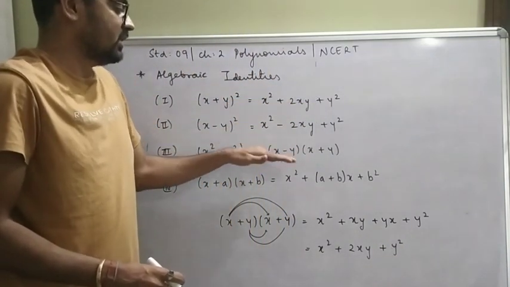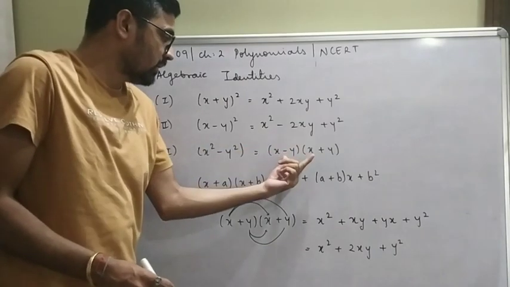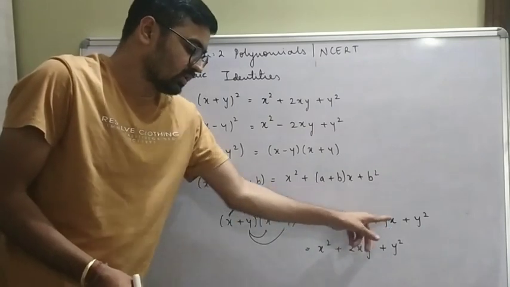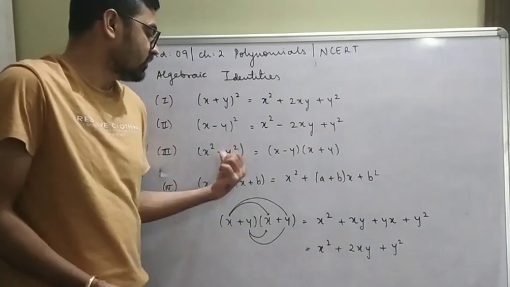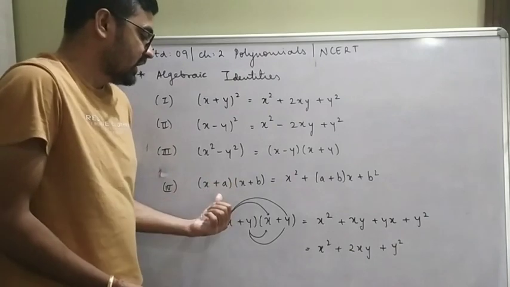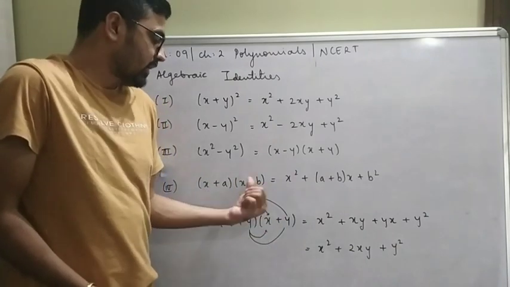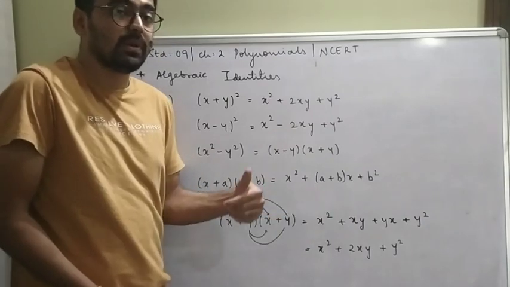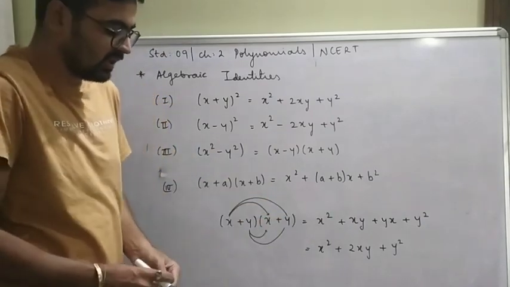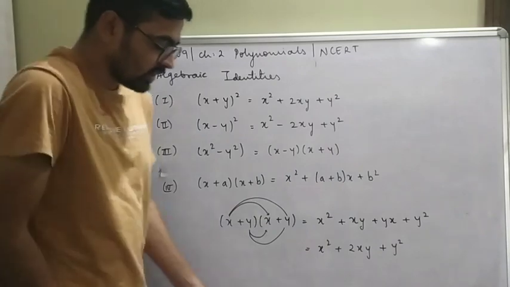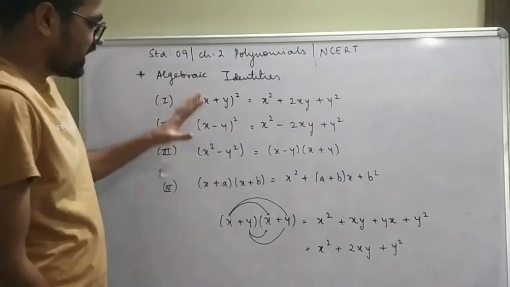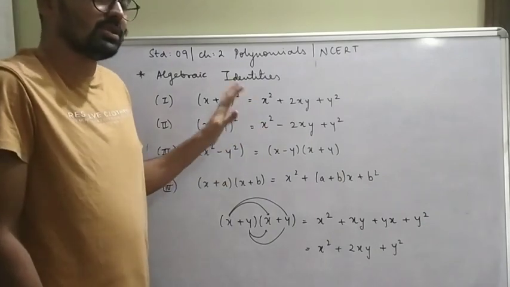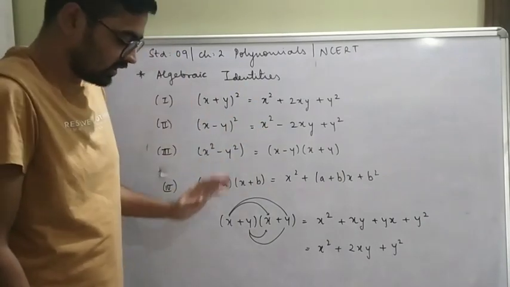Same way for this one, just multiply these two like this. The terms in the middle will get cancelled out, so that you will get the answer x square minus y square. Here also the same thing happens, correct? But here a and b are different terms, that is why it becomes (a plus b)x. As simple as that, nothing more than this, correct? So I expect that you note this down, and then we'll try to solve a few problems based on these identities, correct?